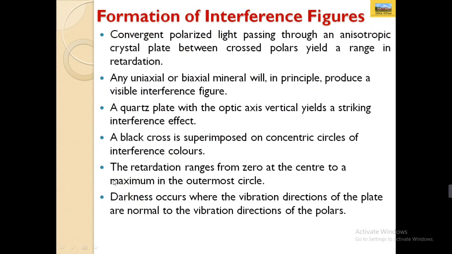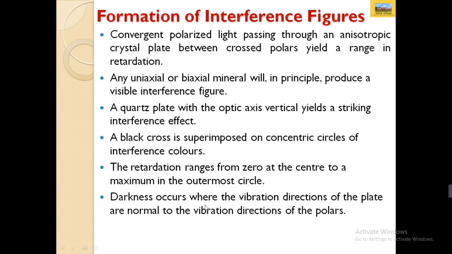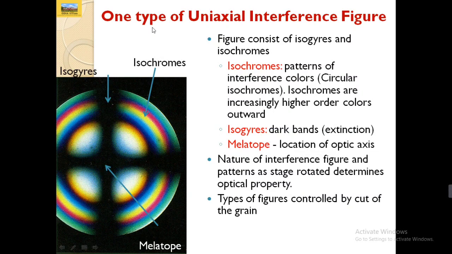Now the retardation ranges from 0 at the center, here retardation is 0, to maximum at the outermost circle. This is the outermost circle. Darkness occurs where the vibration direction of the plate is normal, that is perpendicular, to the vibration direction of the polars. Now one type of uniaxial interference figure. In this figure, these are isochromes, that is, the order is increasing from center to the outer circle. These are the isogyres. This is the melatope.